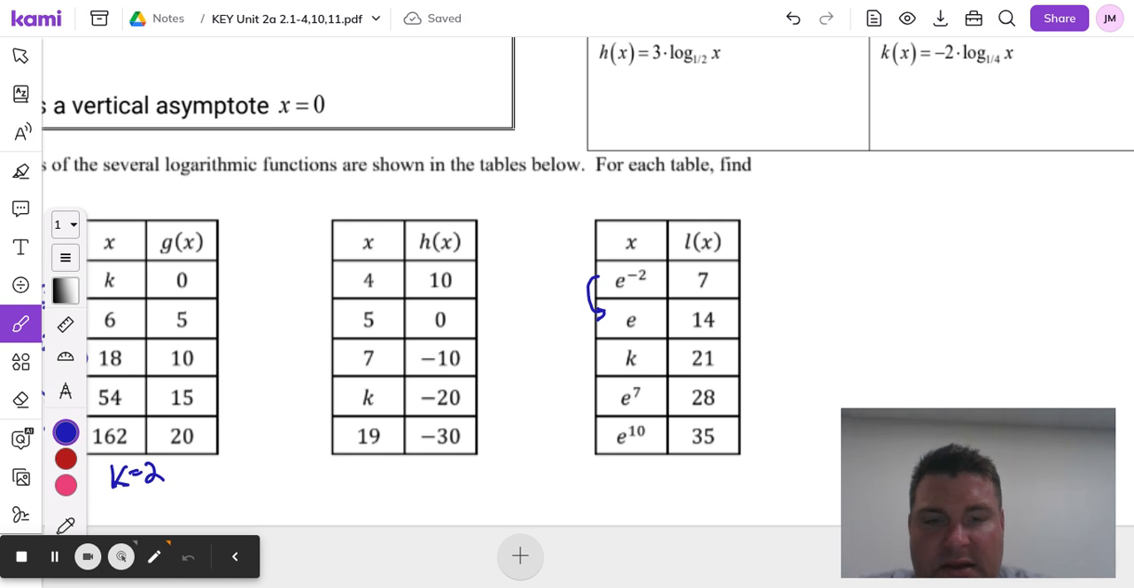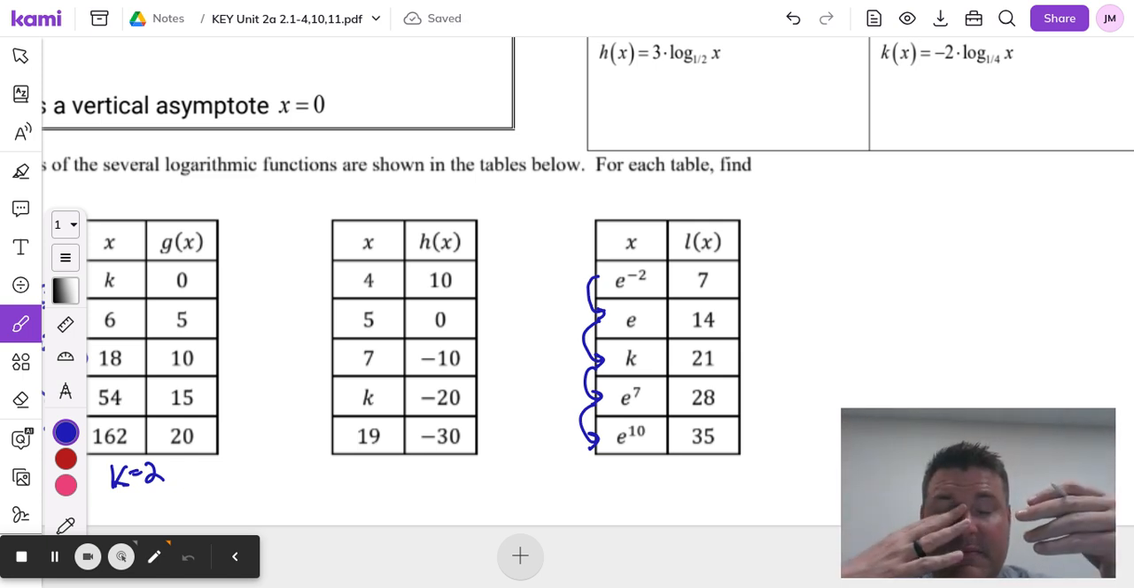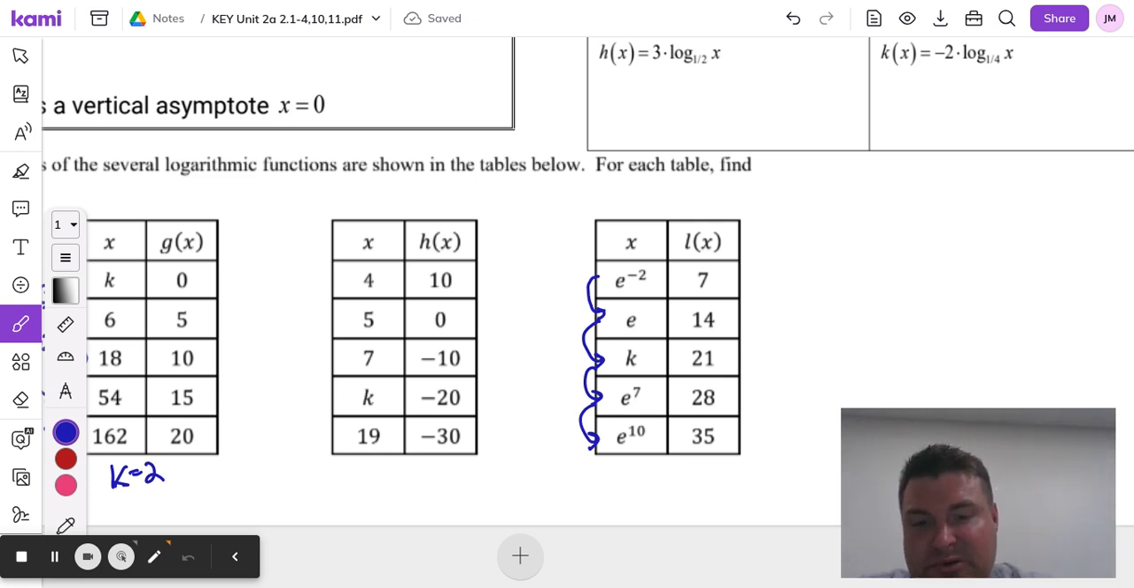From e to the -2 to e, it's kind of weird. We have to know our exponent laws for this one. From e to k, that's kind of weird. K to e to the 7th. So since we're dealing with exponentials here, in order to multiply exponentials, you're adding. What are we adding by every time? Well, to get from 7 to 10, we had to add 3 to the exponent, which means you're multiplying by e to the 3, which makes sense because we're multiplying by e to the 3 to go from e to the -2 to e. It's a mouthful. So to go from e to k has to be e to the 4. Just dealing with exponentials here.